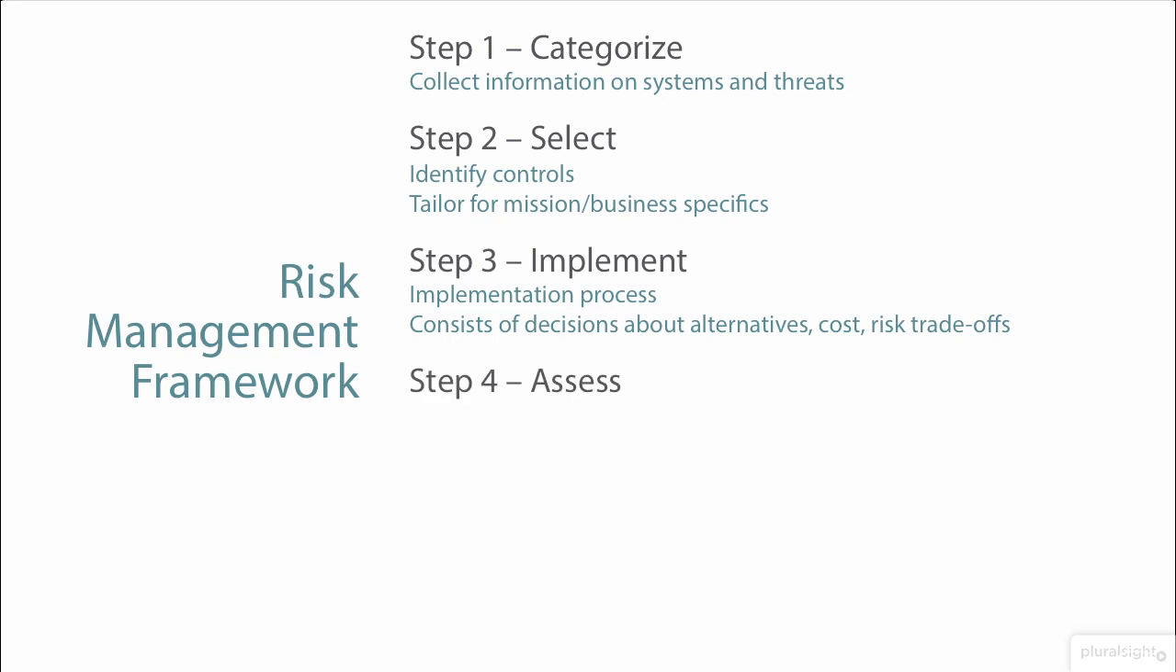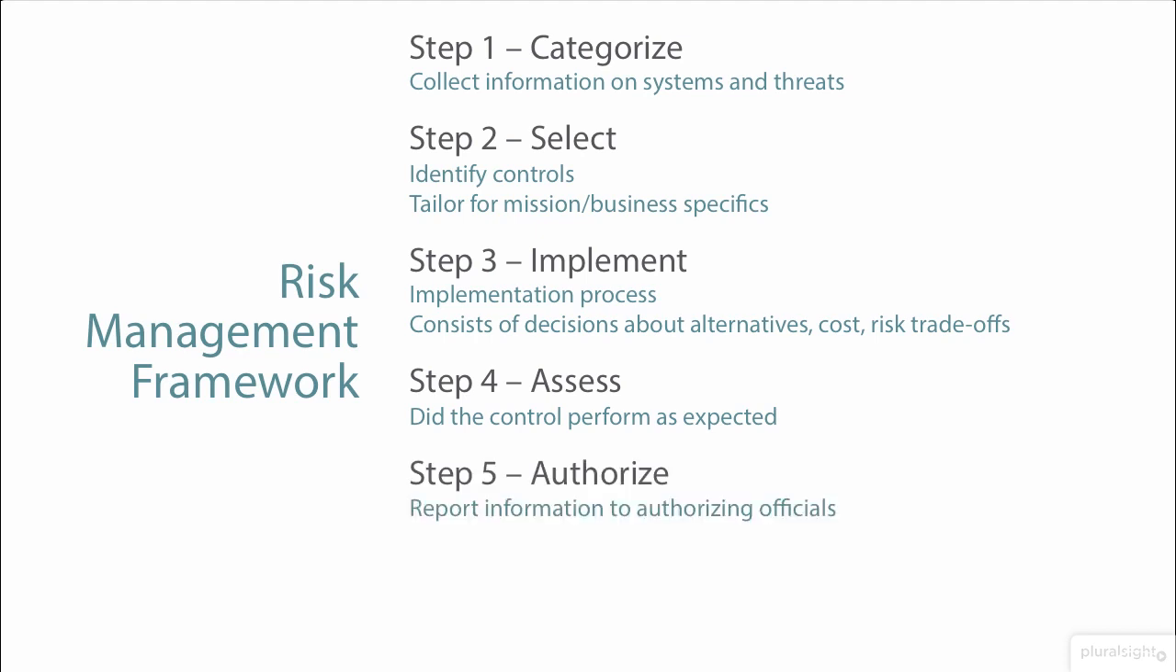Step 4 is going to be to assess, and that is, did the control, or our implementation, let's put it that way, perform as expected? Is it working the way that we thought that it would work? And this includes making sure that we're still in line with the cost that we thought we would spend for it. Did the implementation process work as expected? And is the control performing correctly?